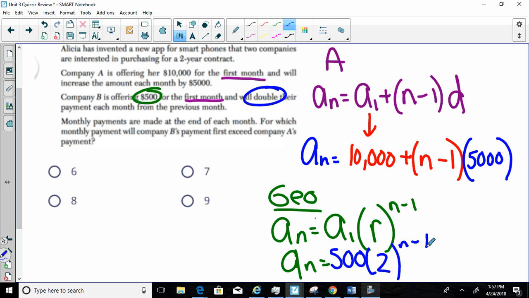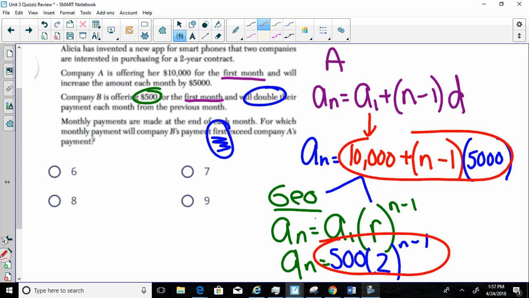Then it says, for which monthly payment will company B's payment first exceed company A's? So we want to know when this one will be bigger than the first one. And see how it says first? When will it first exceed? You need to start with the smallest number. So what's the smallest number? 6. So you can either type both equations into y equals and go to where x equals 6, or you can plug in 6 for your n's. When you do that, the geometric is not bigger than the arithmetic. But when you do 7, it is, and I'll show you why.